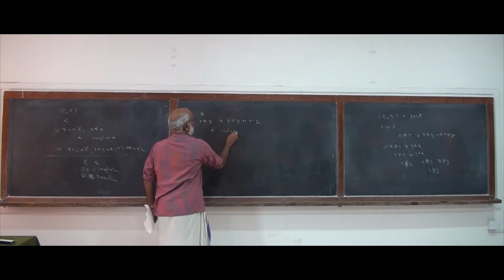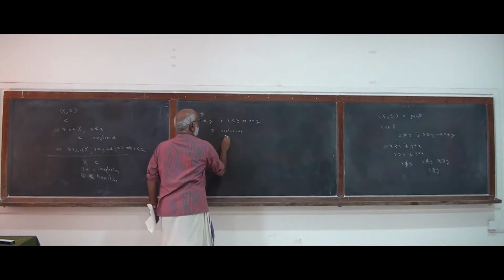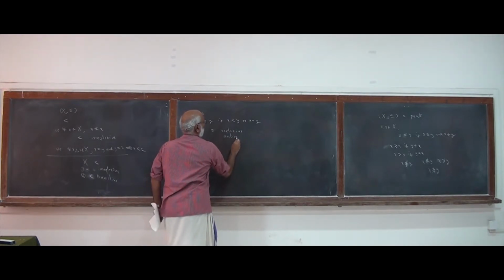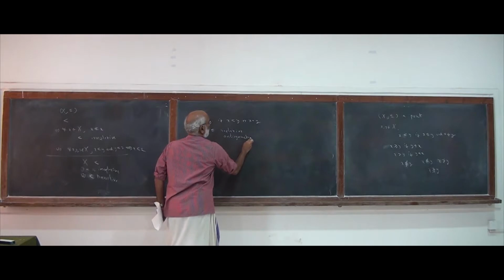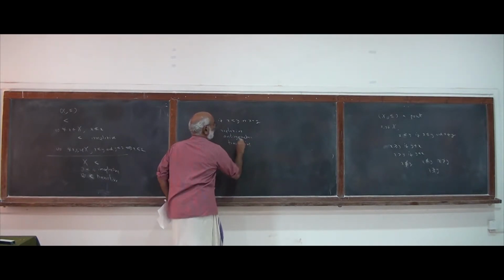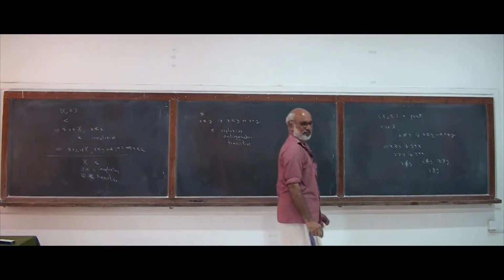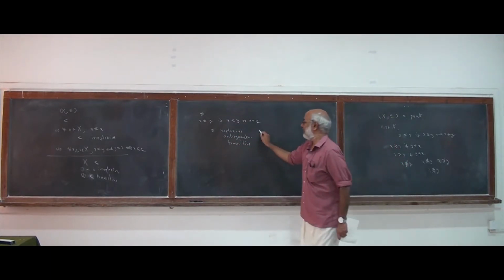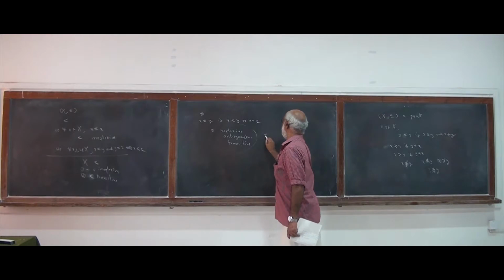Reflexive, antisymmetric and transitive. Or you can say that this relation is a partial order.